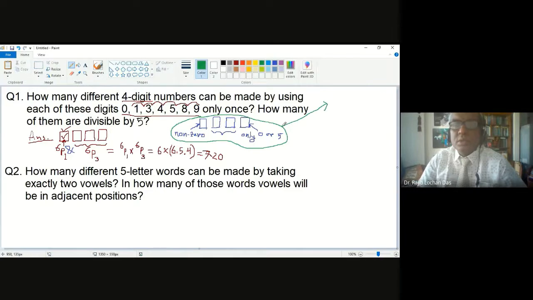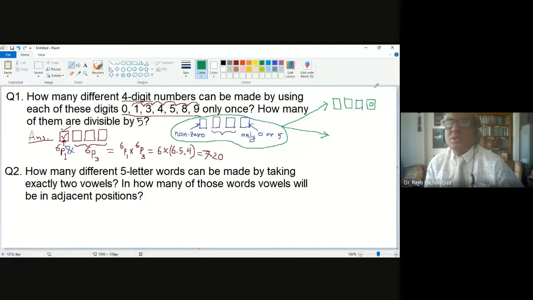How? Two different ways. One is the last digit is 0 and any number in the 3 positions. This is one option. If you put 0 in the last position, then there is no chance of being 0 in the first. So 0 is put here. How many ways? You have only one 0, so 1 zero, 1 position, 1P1, finish.